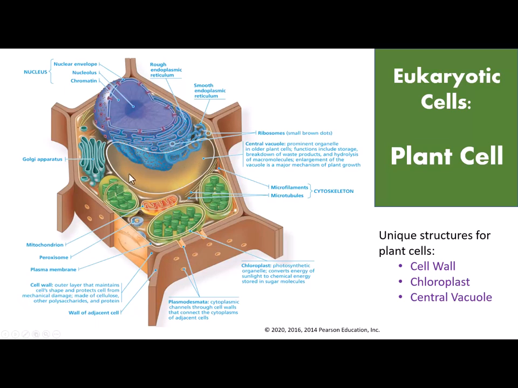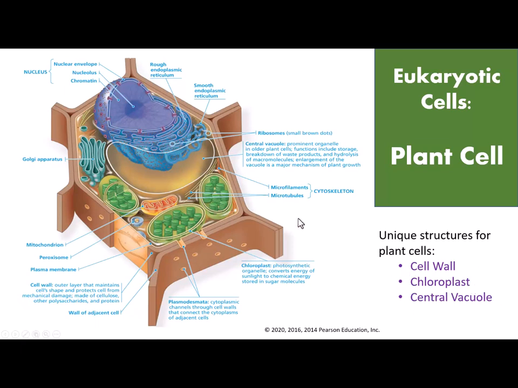And another unique feature of plant cells is this large central vacuole that they have, and they use this for storage. They store waste products, they store water. The enlargement of the vacuole is how plants grow. It is also how they stay erect. So it gives them their turgor pressure. So when a plant's central vacuole is dehydrated or lacks water, that is when you get a wilting plant. So unique structures for plant cells are the cell wall, the chloroplast, and the central vacuole.